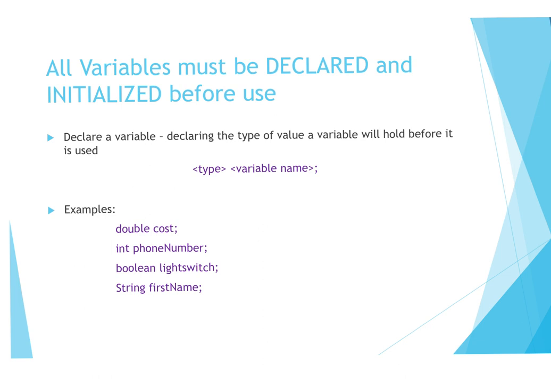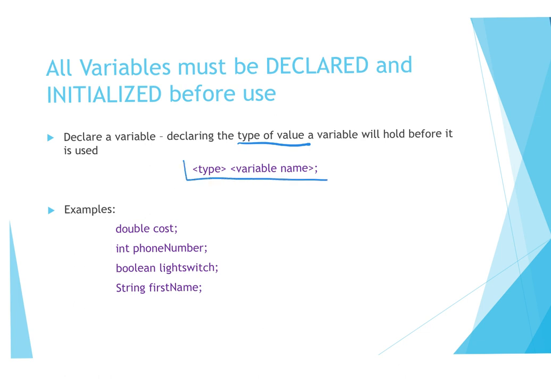Now, in the Java programming language, we have to declare and initialize all variables before using them, which is different than other programming languages. For example, the Python programming language doesn't require you to declare a variable, you just have to initialize it. And when you initialize it, it kind of declares it for you. Java is not that way. So in order to create a variable at first, you need to declare it. Declaring a variable means that you declare the type of value a variable will hold before it is used. This must be done to start.